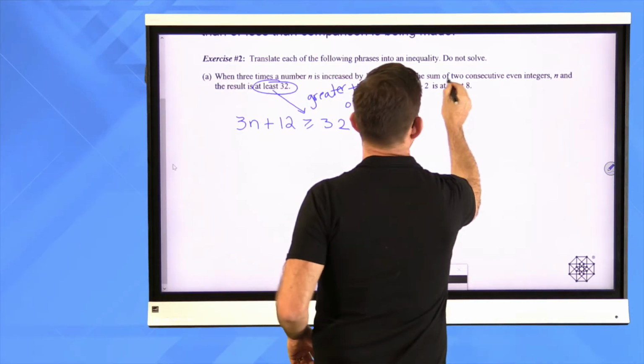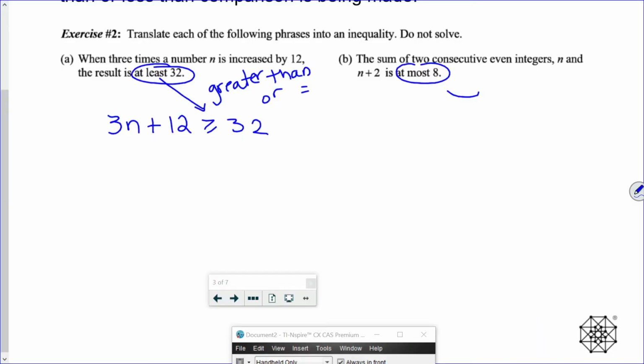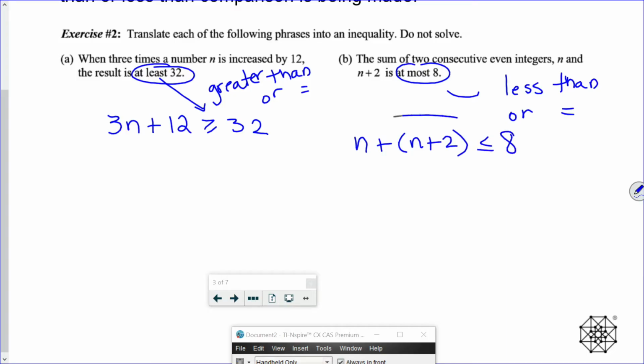So the phrase at most translates into less than or equal to. And then this is easy, n plus 2, right? That's the sum, is less than or equal to 8.